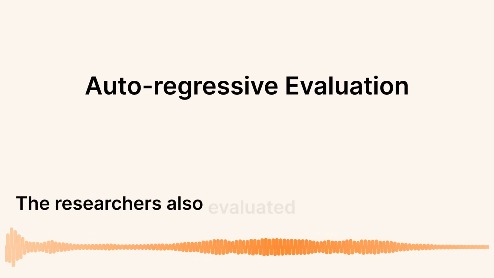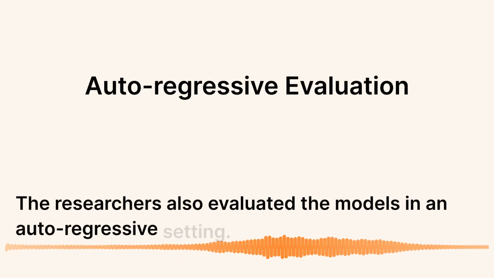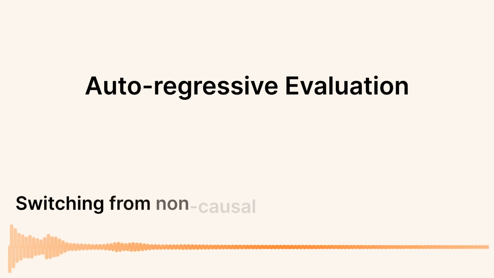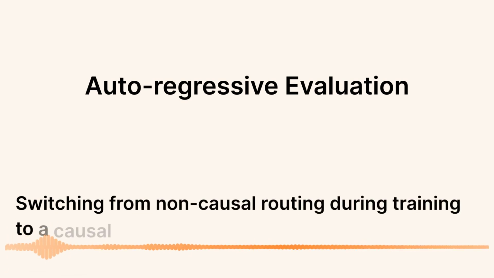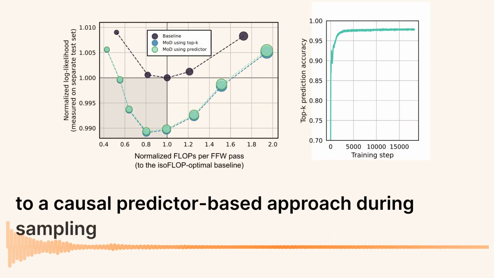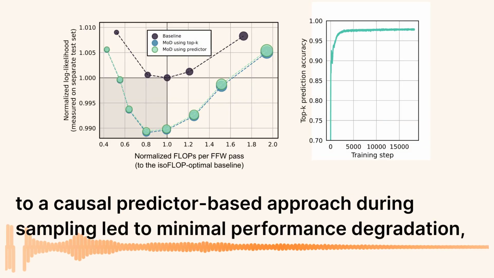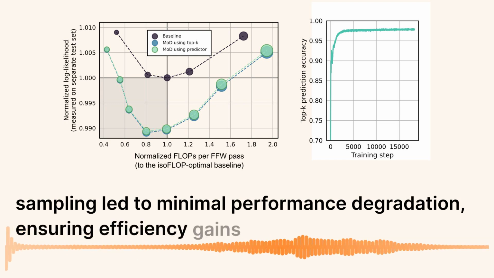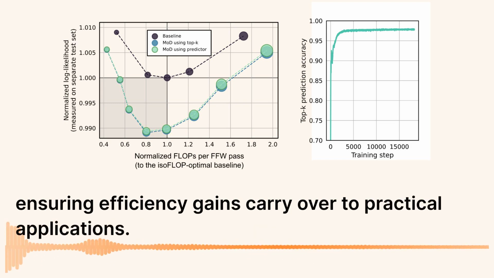The researchers also evaluated the models in an autoregressive setting. Switching from non-causal routing during training to a causal predictor-based approach during sampling led to minimal performance degradation, ensuring efficiency gains carry over to practical applications.